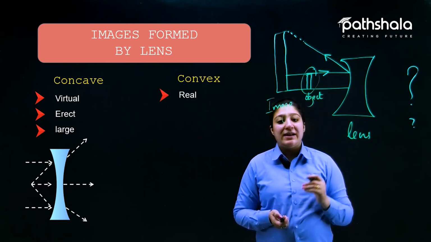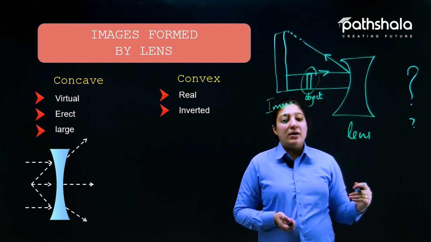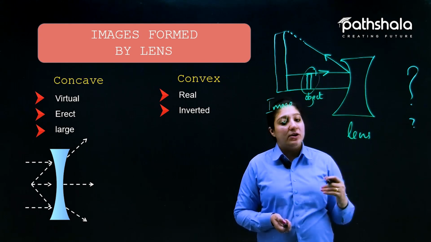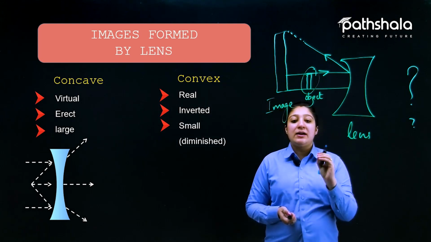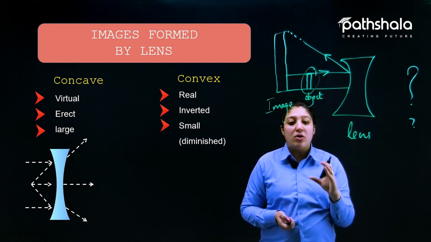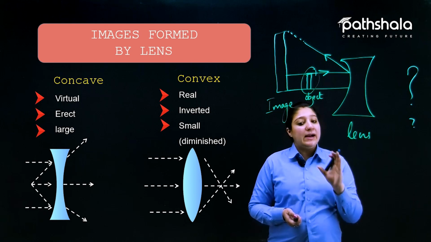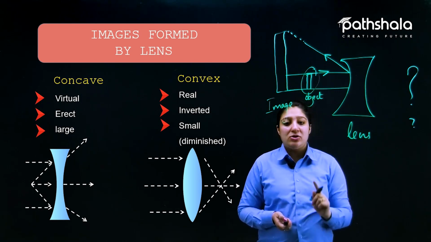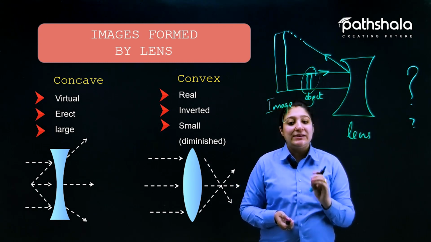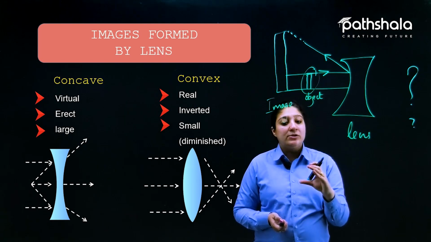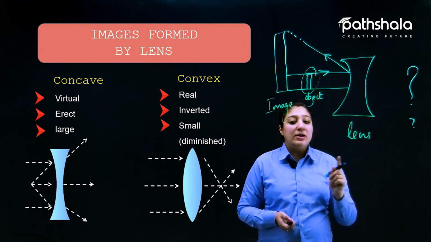In the case of a convex lens, what happens? The images formed are real, and what goes hand in hand with real is inverted. Real images are always inverted, and in this case the size of the image is small, or we can say highly diminished, very small. Now here again, understand how image formation takes place in convex lenses. The most important thing is that the size of the image depends on the distance of the object from the lens.